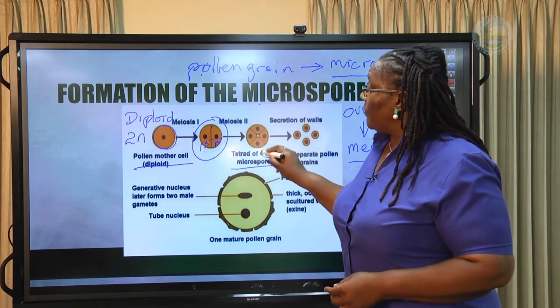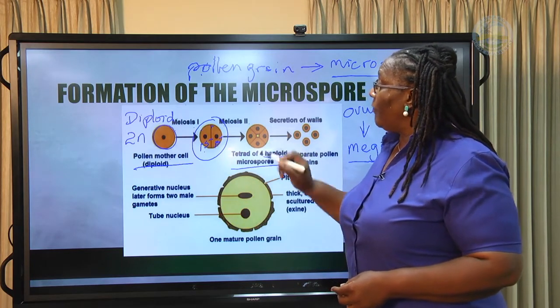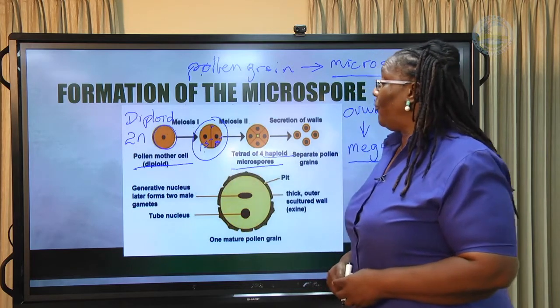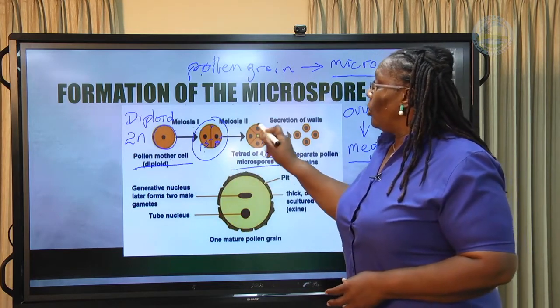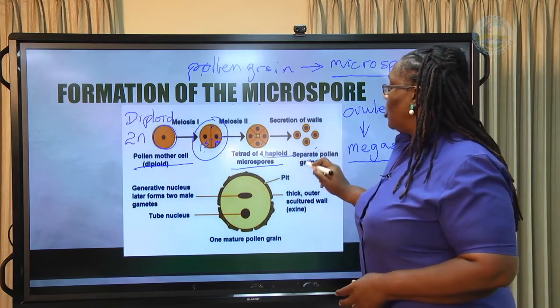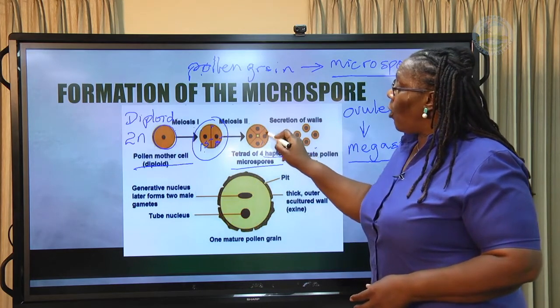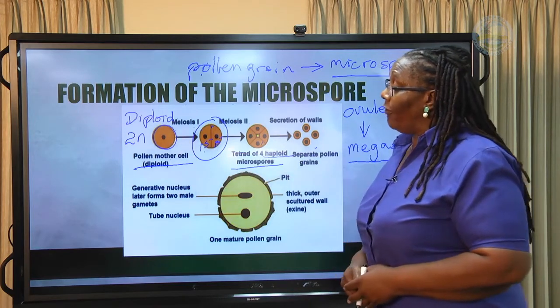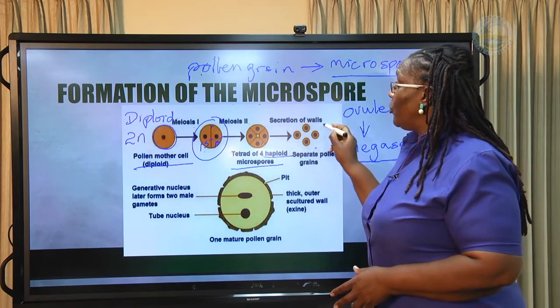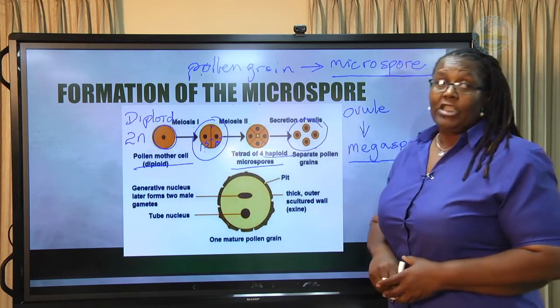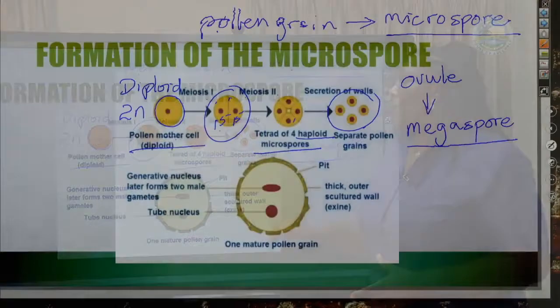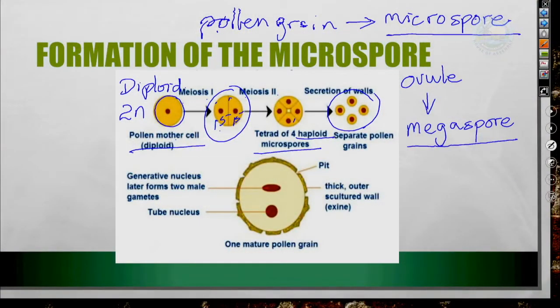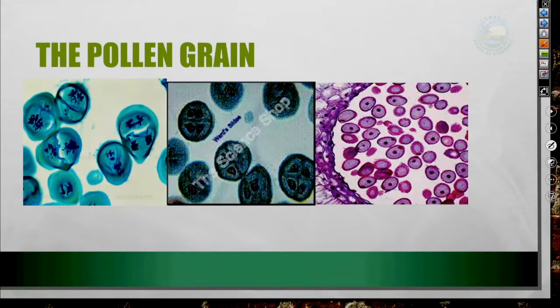And now we have these 4 cells, each having half the amount of chromosomes that we started off from. These will eventually give rise to our pollen grains. So these 4 will simply separate. From every 1 cell that started off inside of the anther, we are going to produce 4 cells, each of them being haploid. These are the cells that eventually will leave the anther and land on the stigma. Okay? We can now go forward.